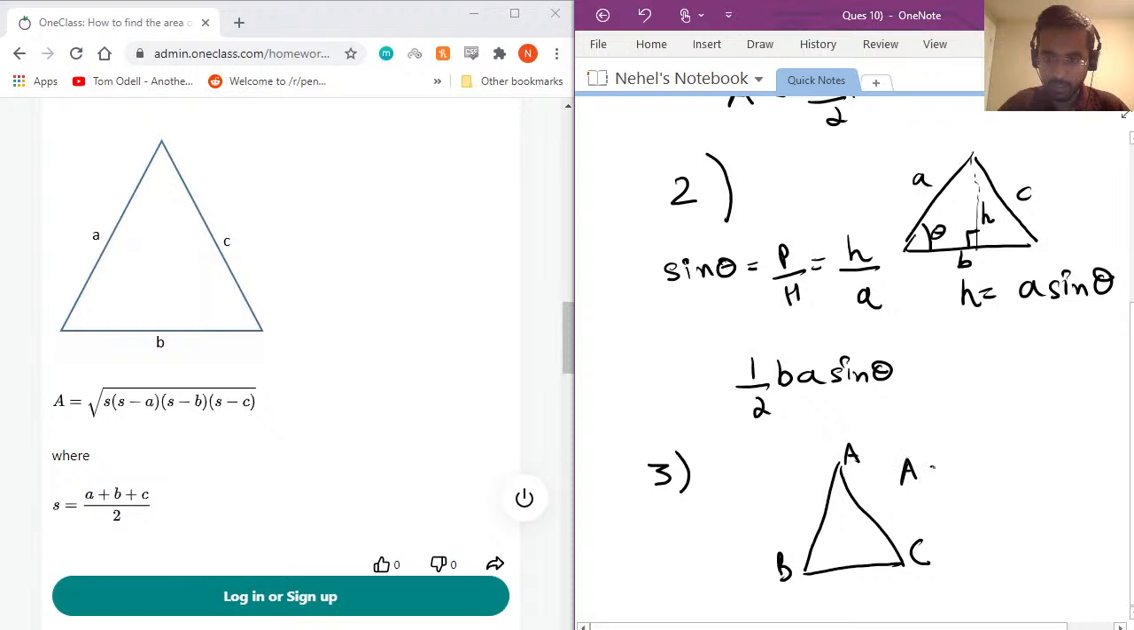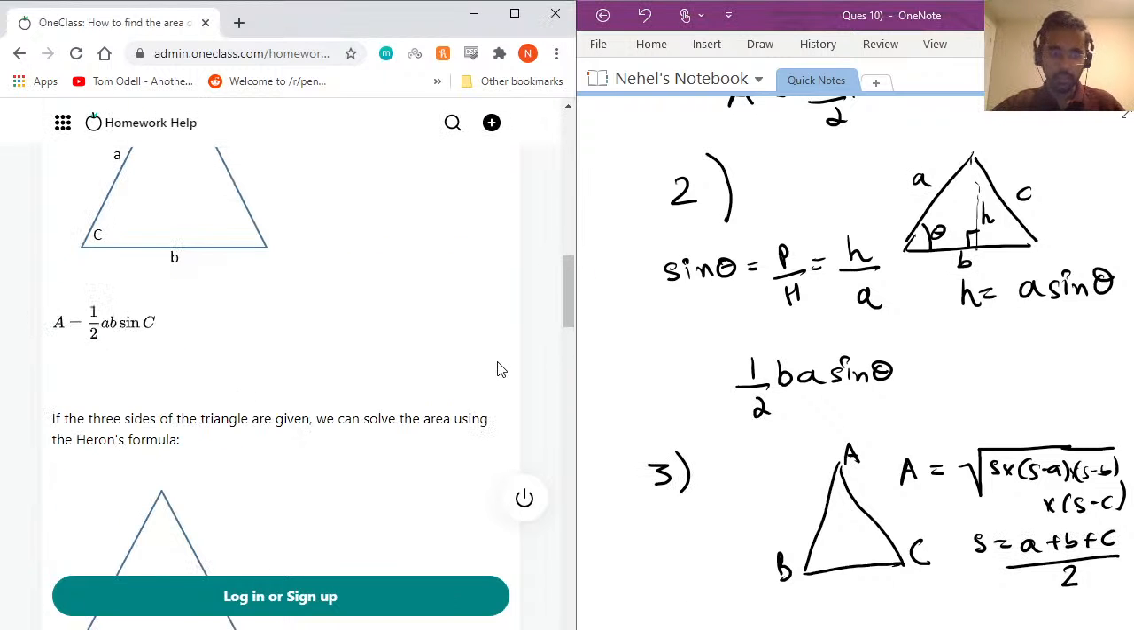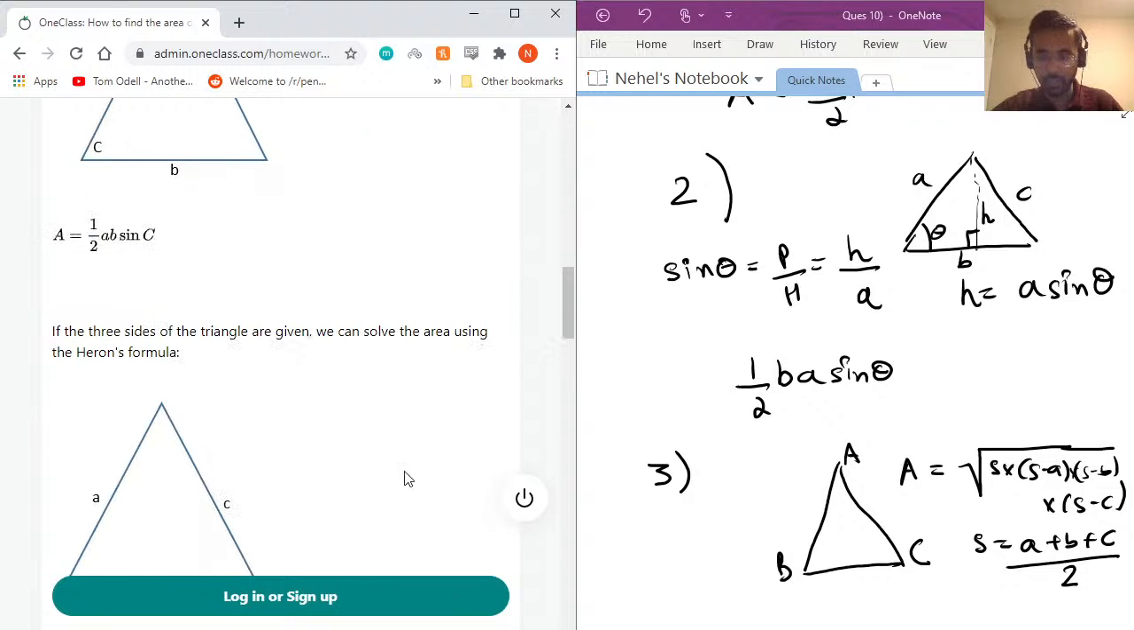So the area is given by S times S minus A times S minus B times S minus C, where S is equal to A plus B plus C divided by 2. So this is also known as the Heron's formula.